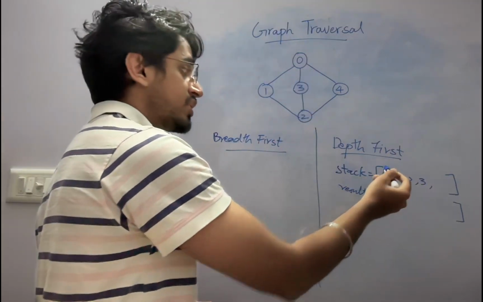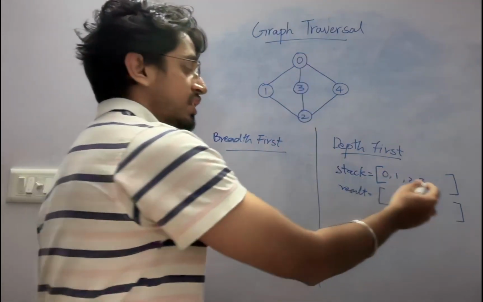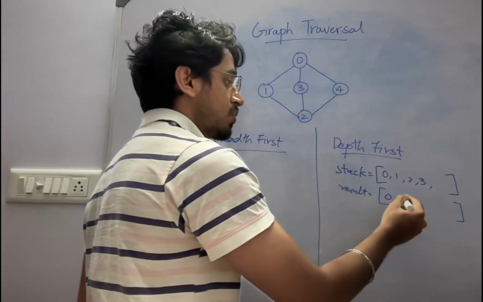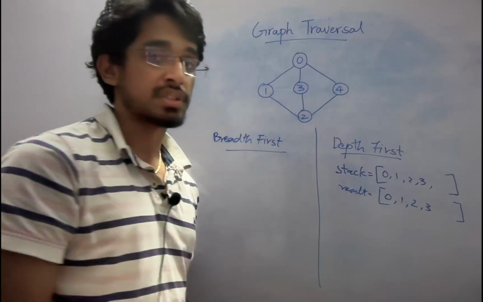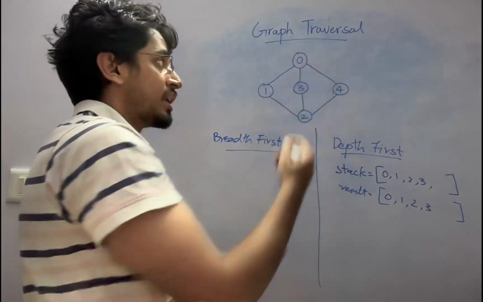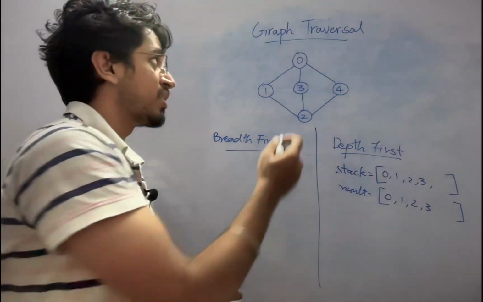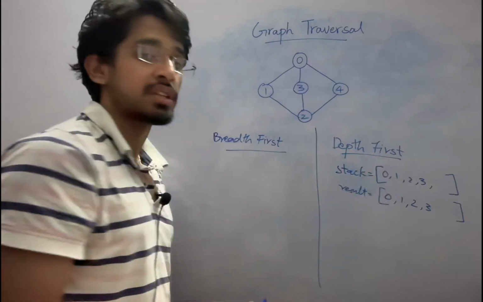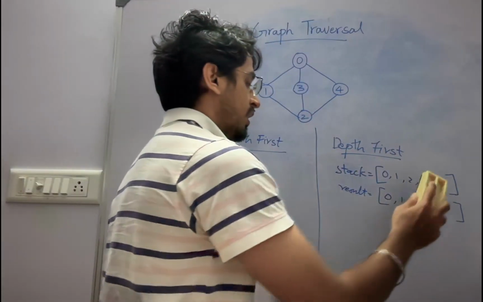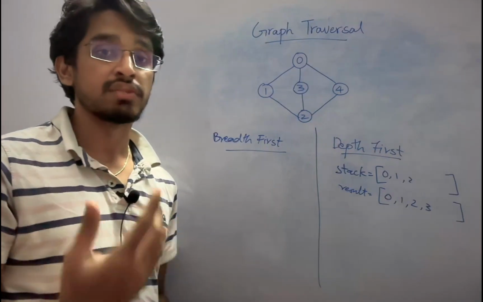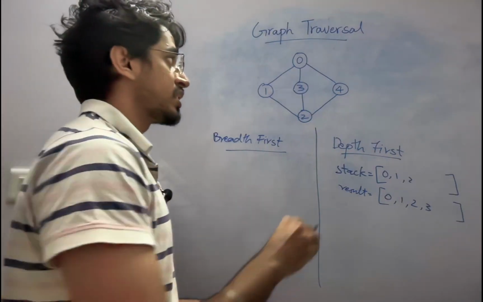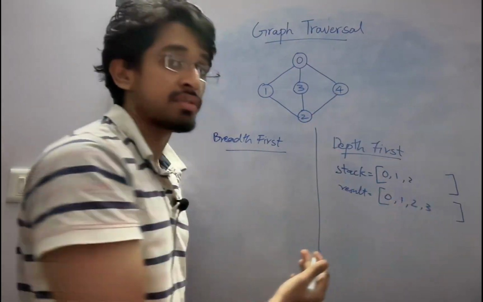You see that we have 0 within our stack, so we add all of these elements to the result array: 0 1 2 and then 3. Now we need to pop 3 off the stack, because it has no more unvisited nodes. Then we go back to 2 and see whether from 2 we have any unvisited nodes. We have that 4 is unvisited, so it's not there within our result array.